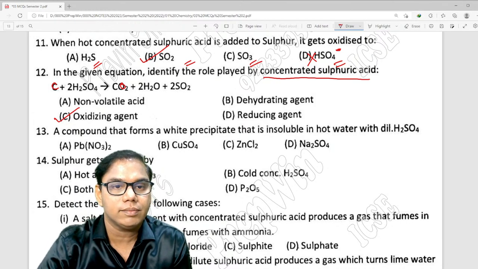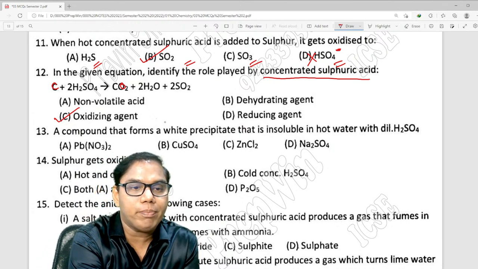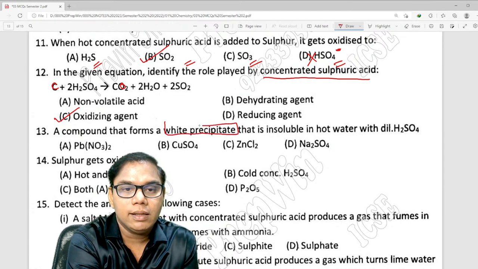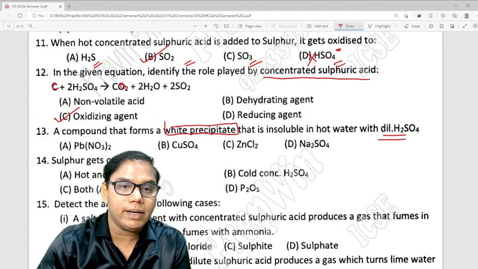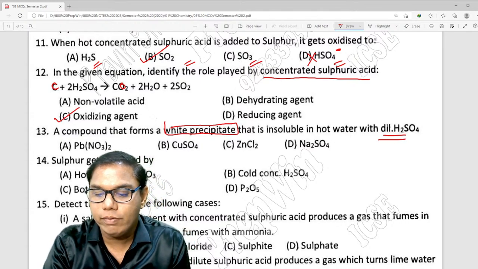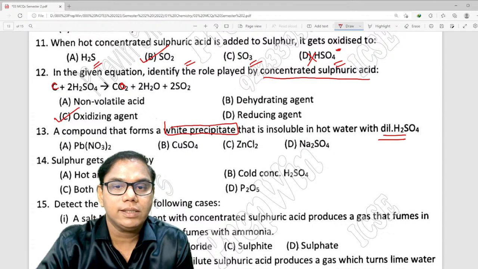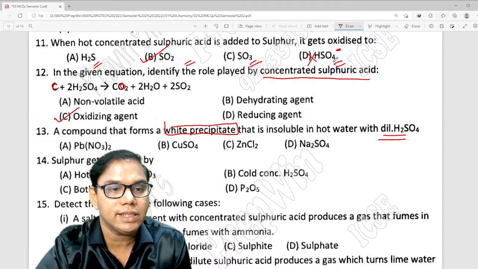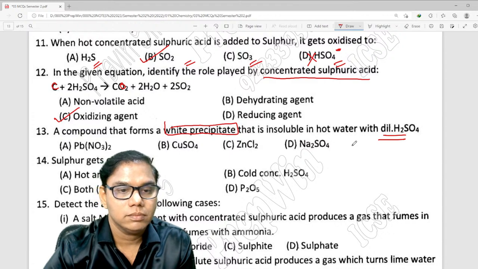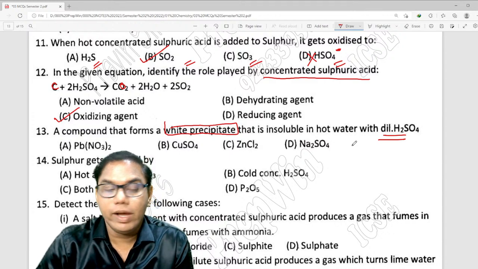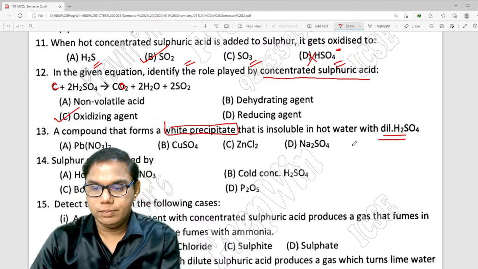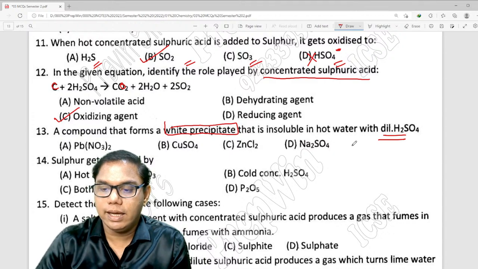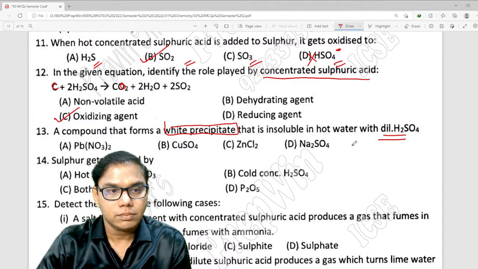Next, the compound that forms a white precipitate which is insoluble in hot water with dilute sulfuric acid. White precipitate which is insoluble. Which is that? What is the answer for the 13th? The real Devesh A, Kaifu A. Which is the answer?